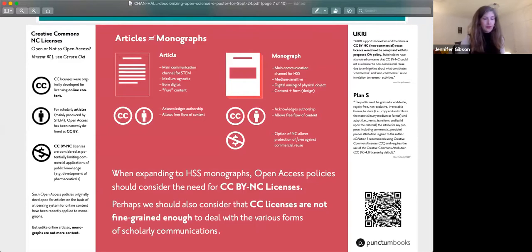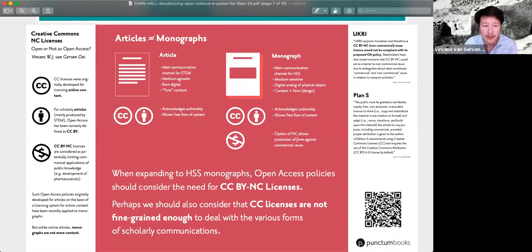Good afternoon. My name is Vincent van Gerven-Oei and I'm co-director of Open Access and scholar-led publisher Punctum Books. Recently, both the UKRI and Plan S have formulated definitions of open access that would exclude Creative Commons non-commercial licenses from the definitions of open access proper for monographs. The rejection of CC BY-NC licenses can be attributed to what appears to be a common sense assumption in the journal publishing world, especially in the STEM fields, namely that the content of any open access article should be able to be reused even for commercial purposes.